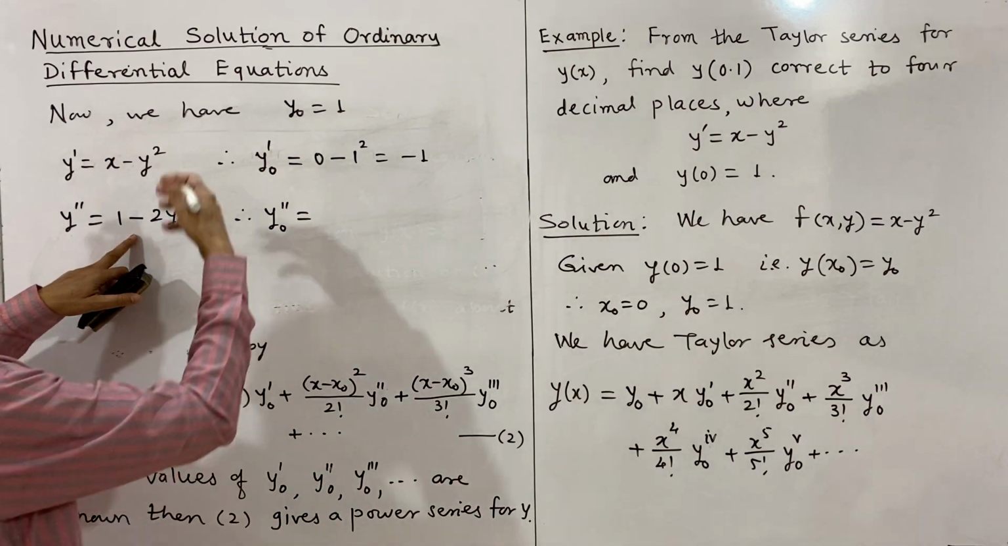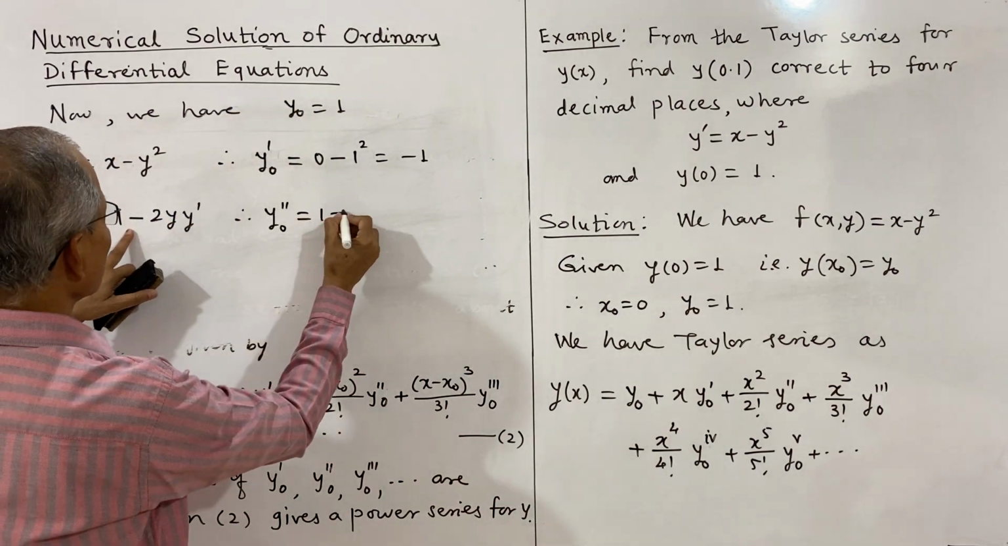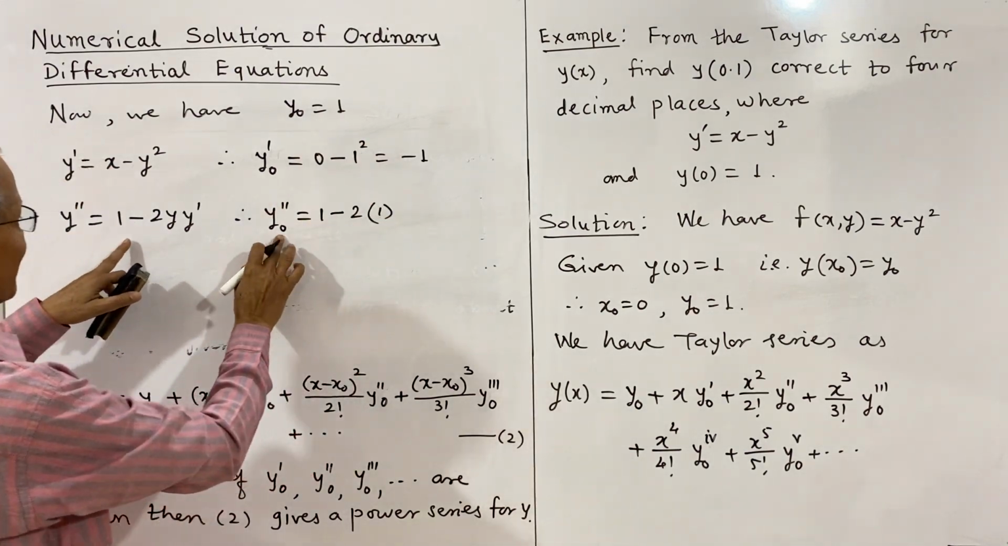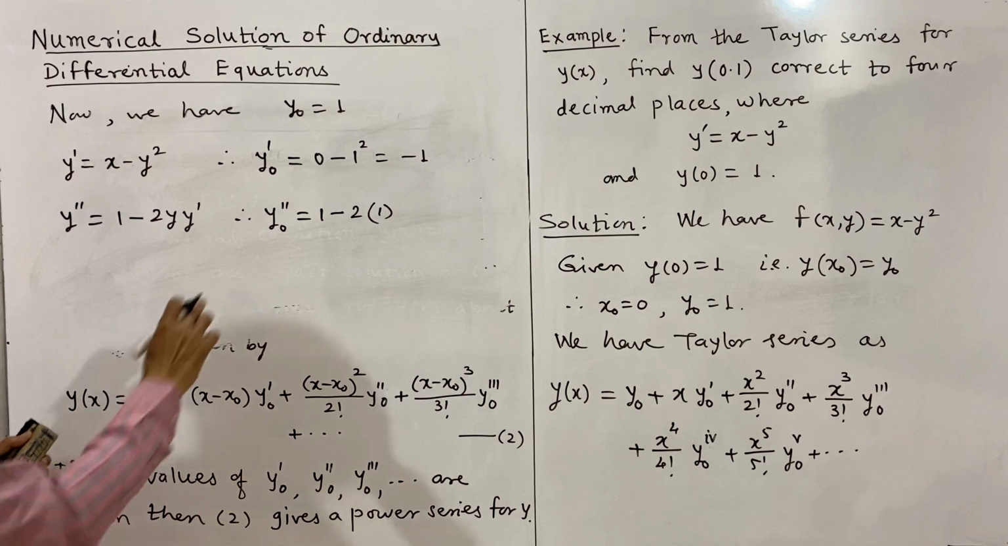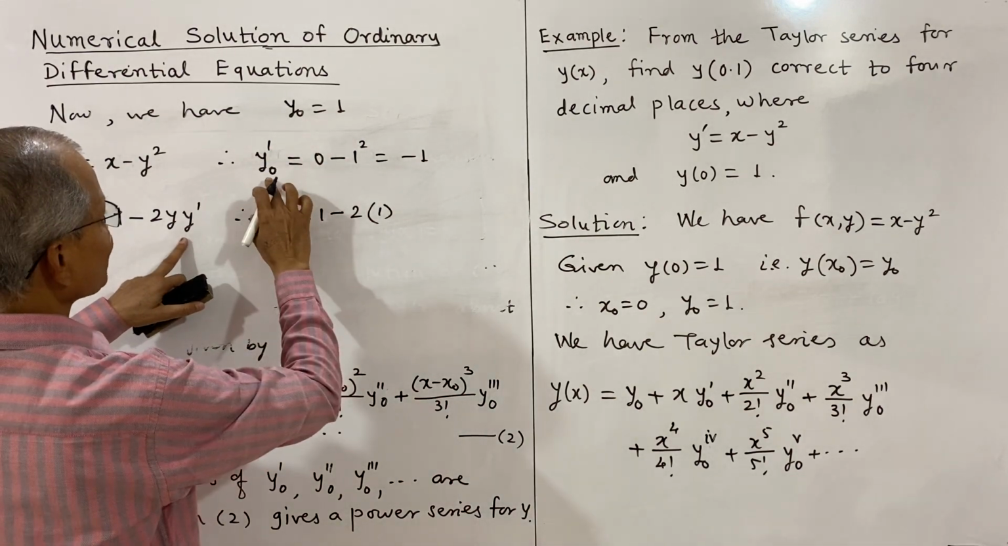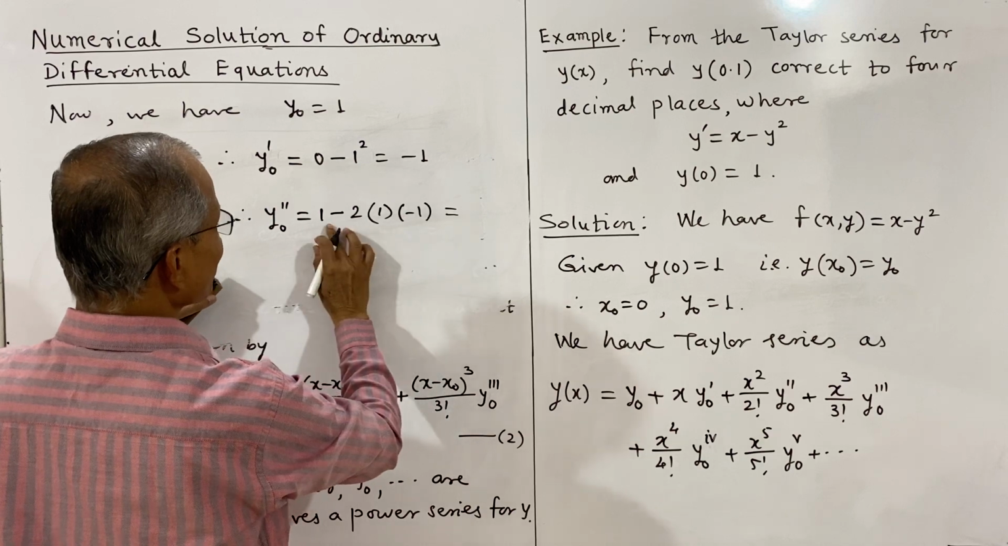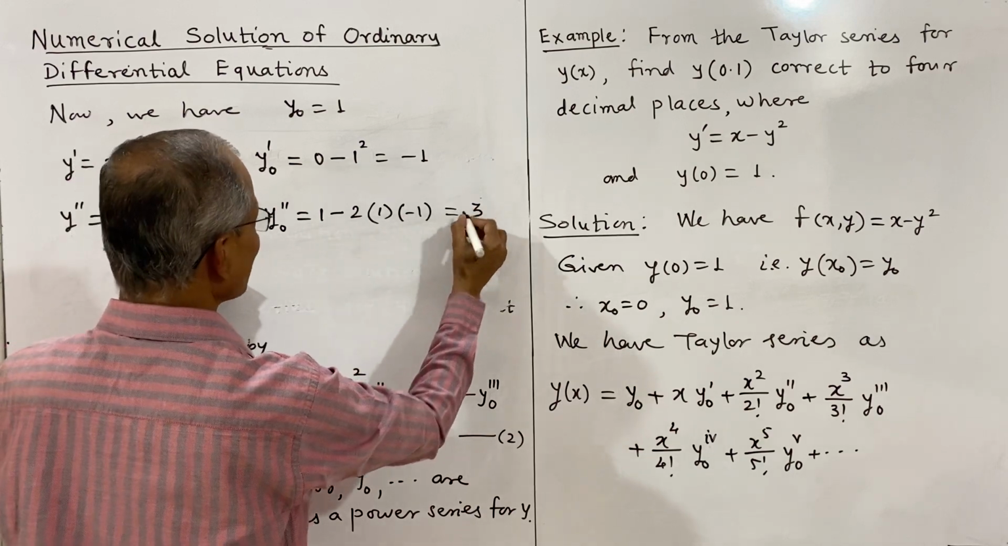Now we should use the earlier values. It is 1 minus 2. What is y? y is 1. At y naught we are using this value. So it is 1, and y dash means this is minus 1. So thus this becomes 1 plus 2, that is 3.